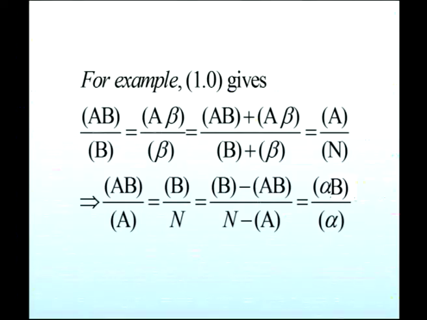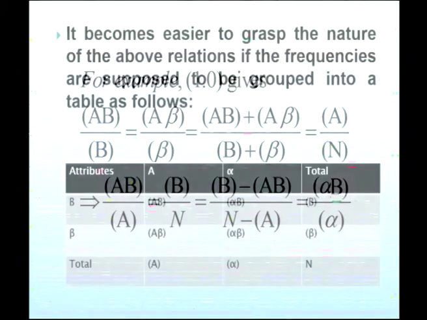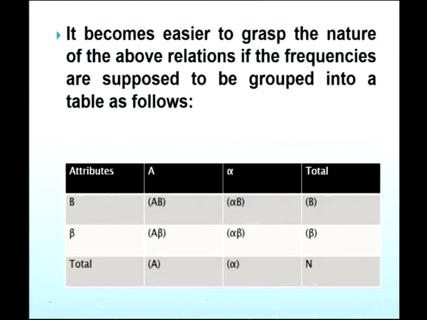B minus AB gives you alpha B by N minus alpha is alpha. It becomes easier to grasp the nature of the above relations if the frequencies are supposed to be grouped into a table as follows. Attributes A and B.